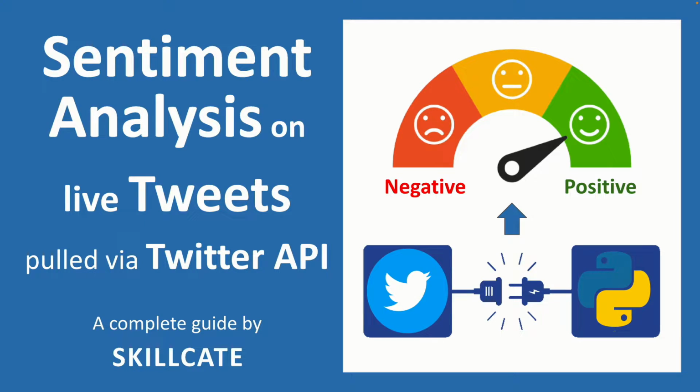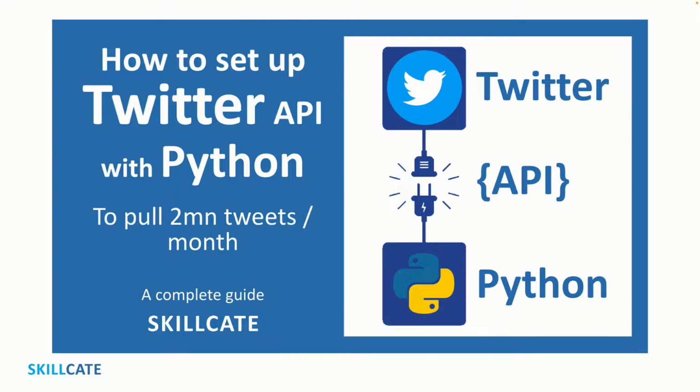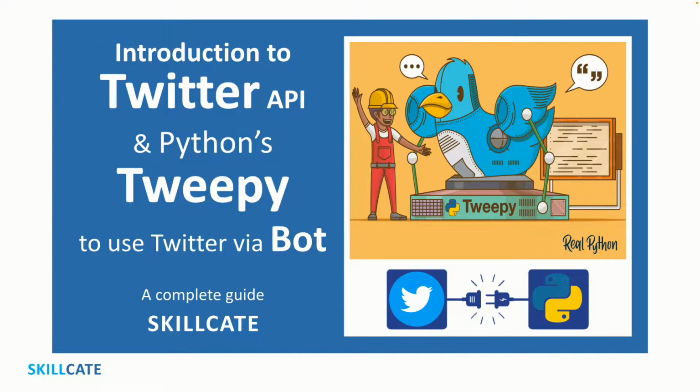In this tutorial, we are going to perform sentiment analysis on live tweets pulled from Twitter via API. This is part 3 of our 3-part natural language processing project series, where we have previously discussed how to set up your own Twitter API that enables you to pull 2 million tweets per month, and a quick walkthrough of Tweepy, which is an easy to use Python library for accessing the Twitter API. Links to both of these tutorials are in the description below.